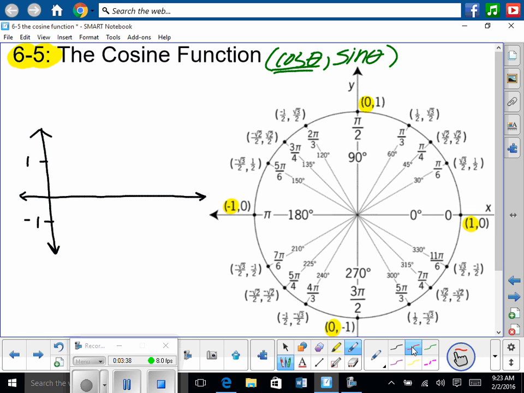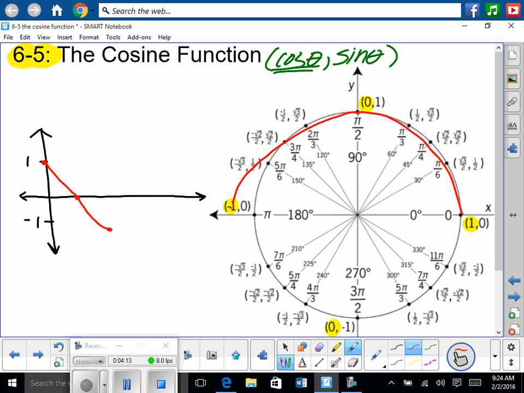Okay, so going around, let's graph the cosine function. So we start at 1, right? So with cosine, we start up at 1. Now we're going down, down, down till we hit 0. So we started at 1, we're going down till we hit 0. Does everybody see how I'm right there? Now we're traveling down again, down, down, down to -1.